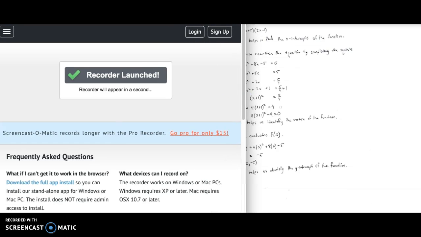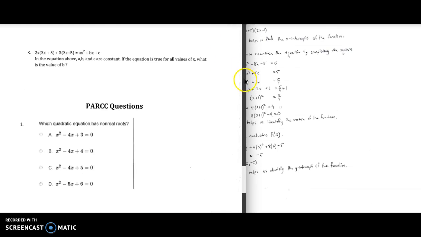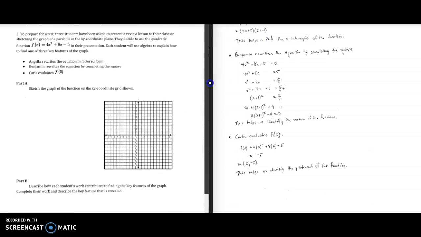Okay, so over here I'm going to have 5 divided by 4. Then I'm going to take my b value, I'm going to divide it by 2. I'm going to take half of it and square it. Half of 2 is 1. Square it, I get 1. I'm adding 1 to each side.